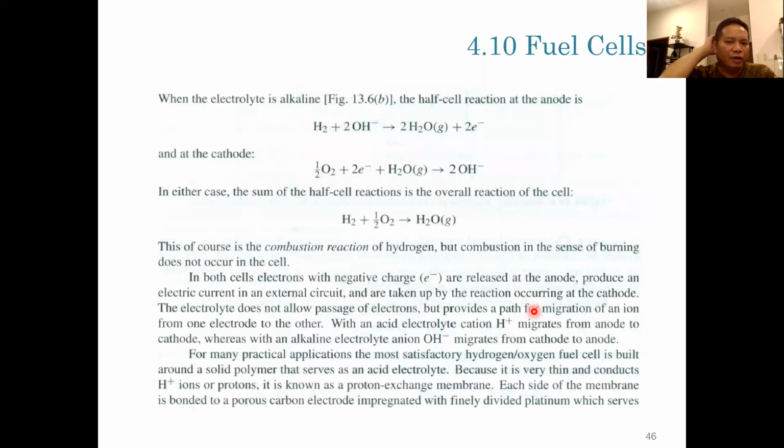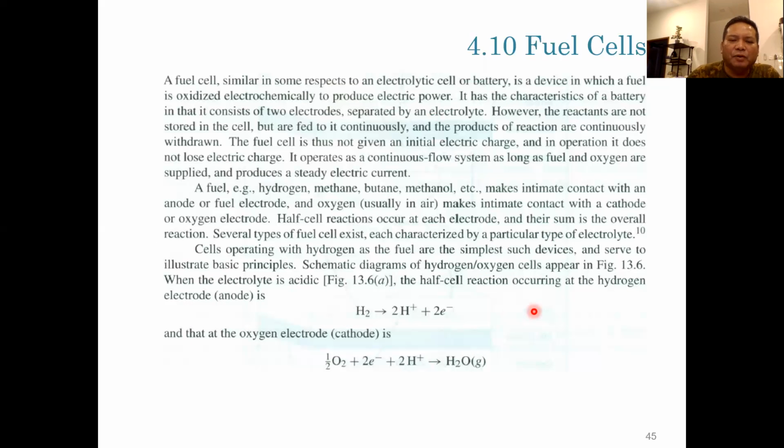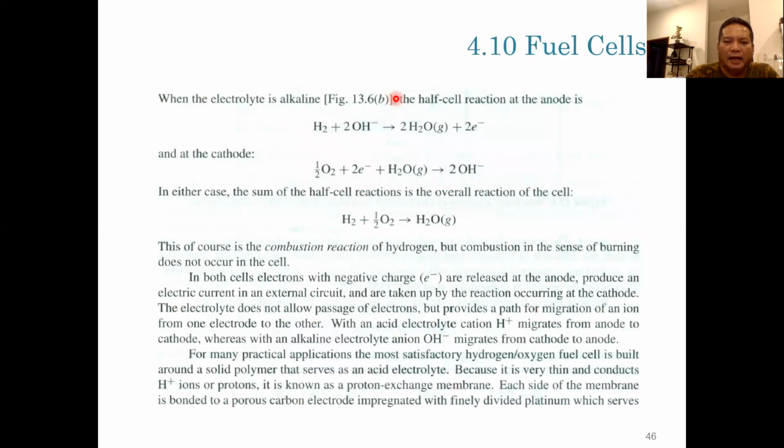Before we go further, this is for acidic, and this is for the alkaline. The half reaction is H2 plus 2 hydroxide to produce water and electrons, and then these electrons will react with oxygen and water to produce the hydroxide here. So toward the end, the main product is just water.